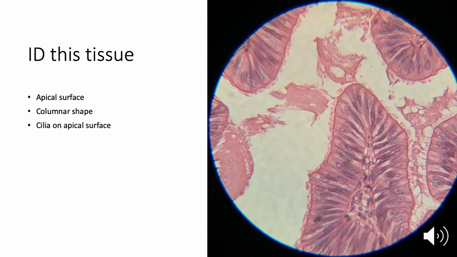There are cilia on the apical surface. These are my cilia, these hair-like extensions. You can also see them here, or down here, or over here. So because there are cilia, it has to be columnar.